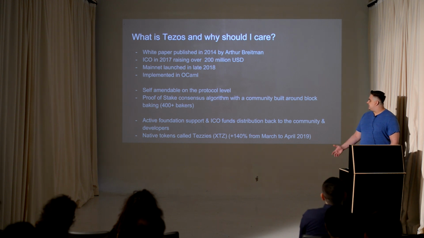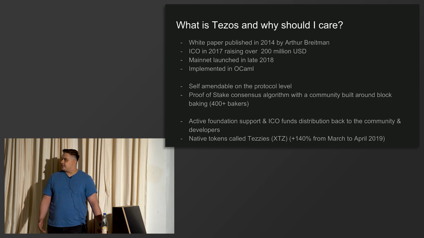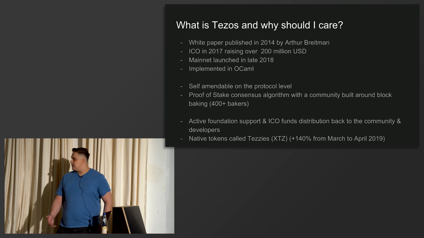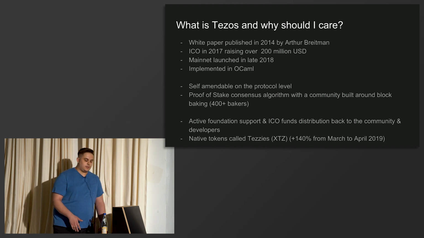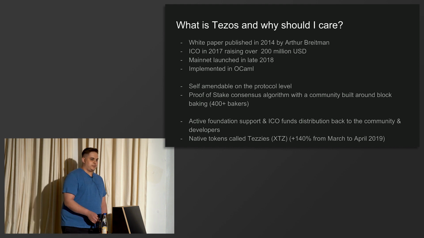So Tezos as an idea was published in 2014 in the form of a white paper. The ICO ended up raising over 200 million in the form of crypto. Then the mainnet was launched in late 2018. I think it was somewhere in September. The most interesting feature, at least for me, is that it's implemented in OCaml, which I really like.